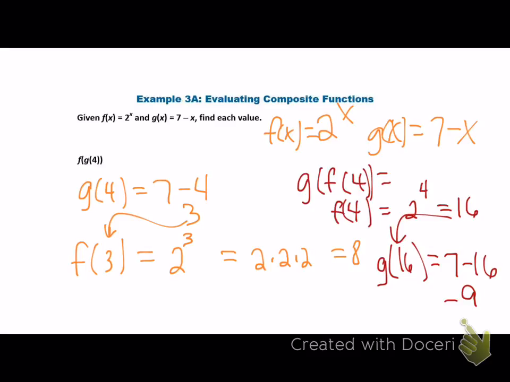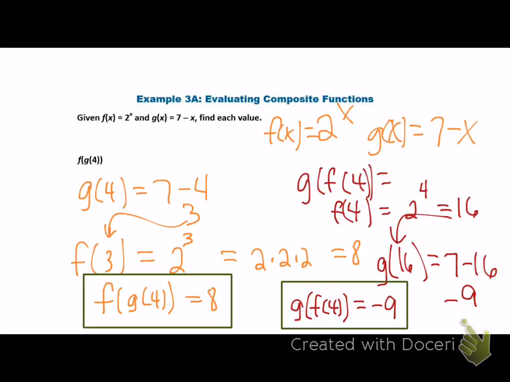Got it? So you can do it with the algebraic expressions, and then we can also do evaluating with our numbers. Any questions? I love this class. So here are our two answers: f of g of 4 equal to 8, and our g of f of 4 equal to negative 9.